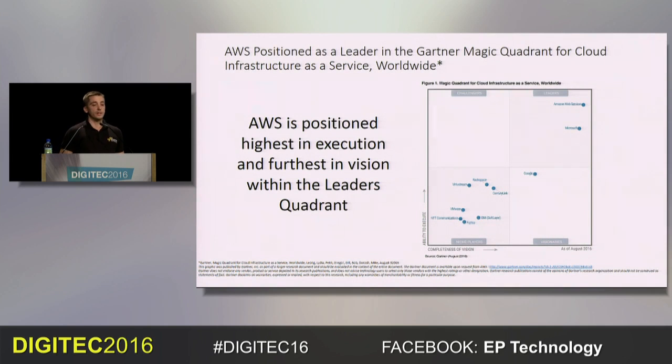Actually, the result of that is Gartner. Gartner's definition of AWS was that it's positioned the highest in execution and furthest in vision within the leaders quadrant. So if you look at the top right, you look at where Amazon Web Services is.